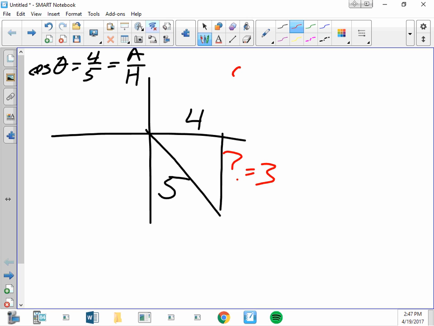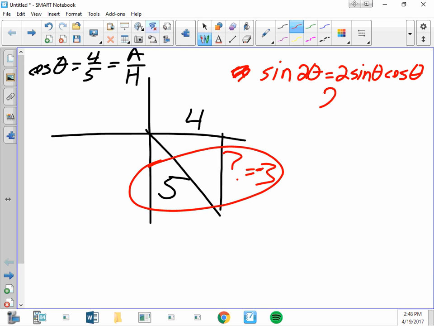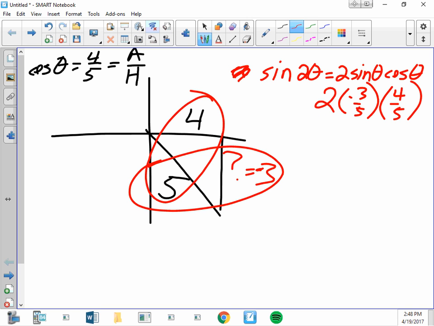So the sine of 2 theta is 2 sine theta cosine theta. So we go to the original triangle. What is the sine of theta? Negative 3/5. So the sine is negative 3/5. So 2 times negative 3/5 times the cosine, which is 4/5. And now we just multiply straight across.